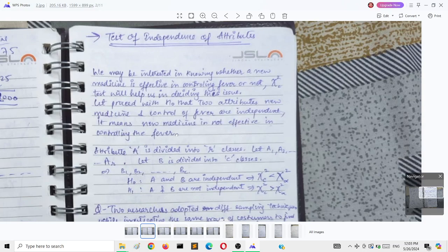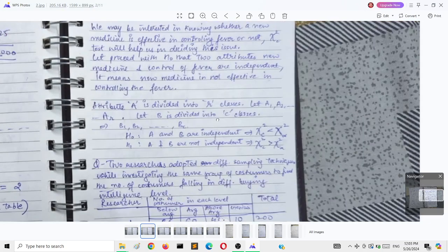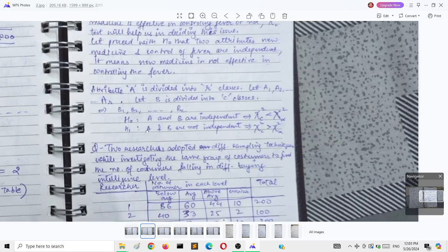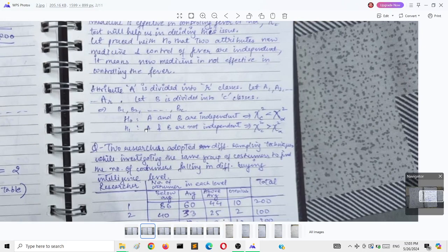It means that the new medicine is not effective in controlling the fever, right? So now we have the attribute A divided into R classes, say A1, A2, up to AR, and B is also divided into C classes, right? So there are different particular sets of classes. H naught says that A and B are independent, right?